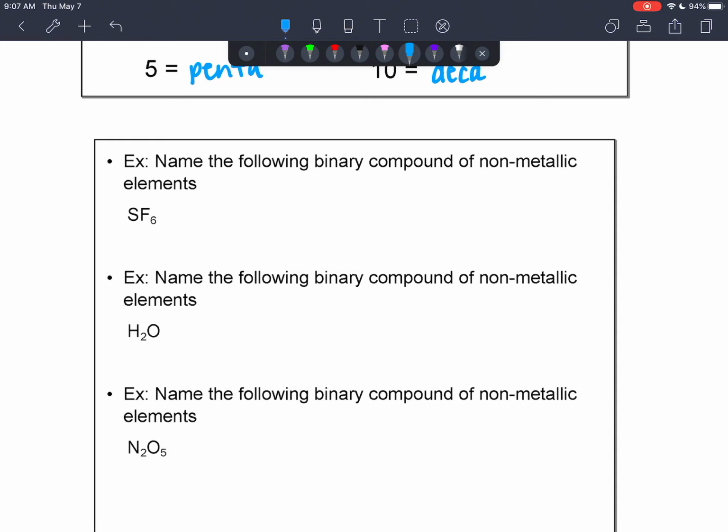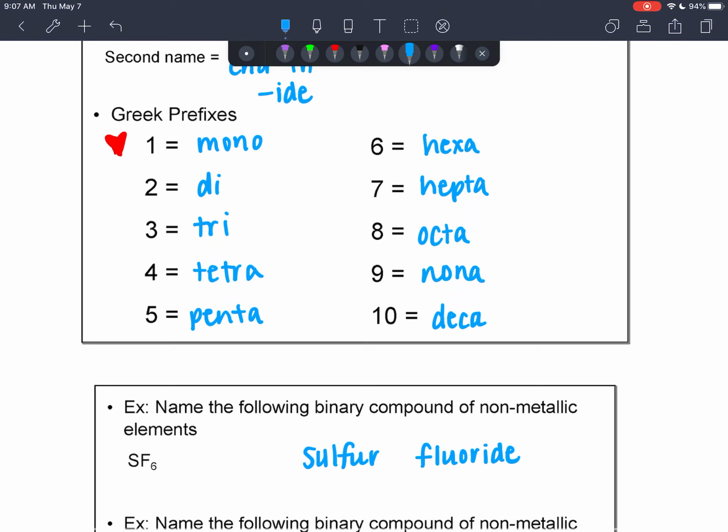Now we've got our first compound here, SF6. I've got to find these elements on the periodic table. S is sulfur, and since sulfur is my first element, I don't change the name. F is fluorine, but since it's the second element, I'm going to change the ending to "ide." Now I can worry about my prefixes. There's only one sulfur, so you would think that I'd use the prefix mono, but I'm going to make a little note right here. Mono is never used on the first element.